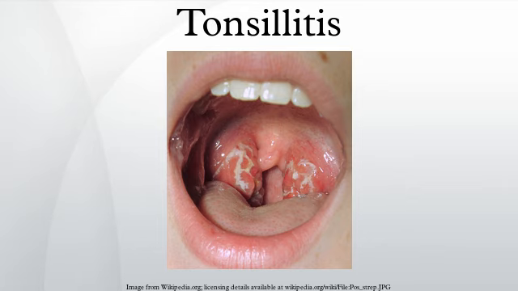In chronic recurrent cases, or in acute cases where the palatine tonsils become so swollen that swallowing is impaired, a tonsillectomy can be performed to remove the tonsils. Patients whose tonsils have been removed are still protected from infection by the rest of their immune system.